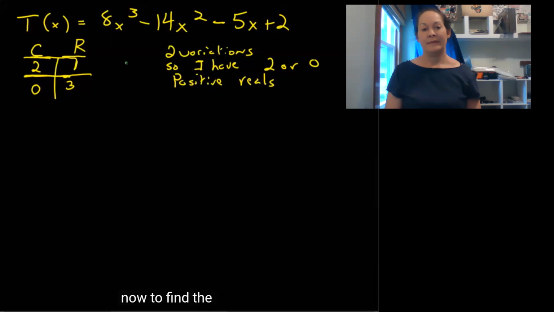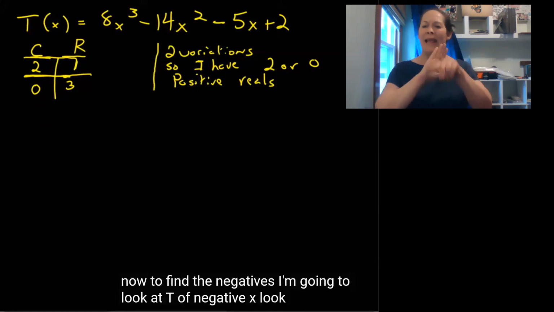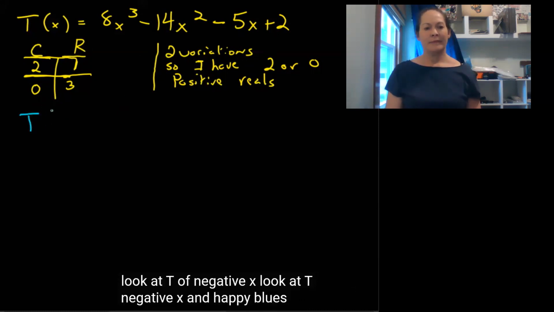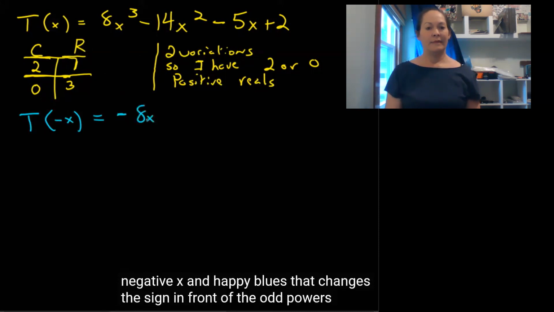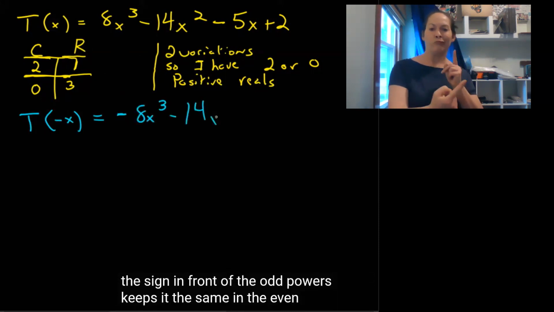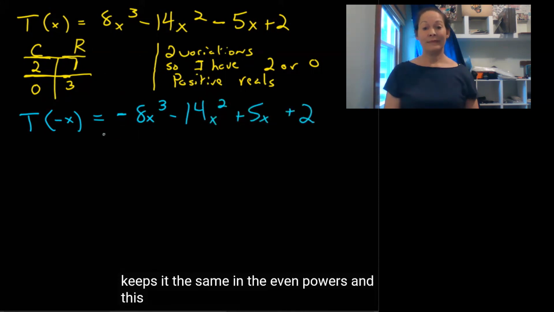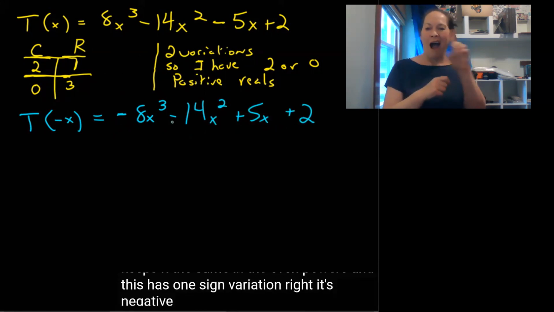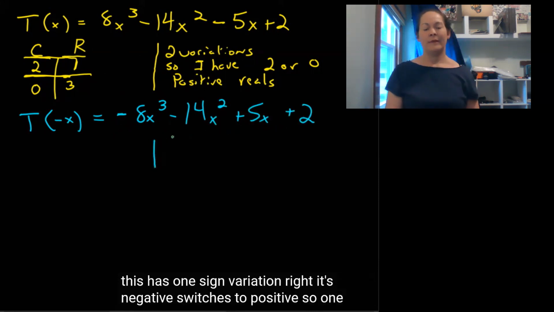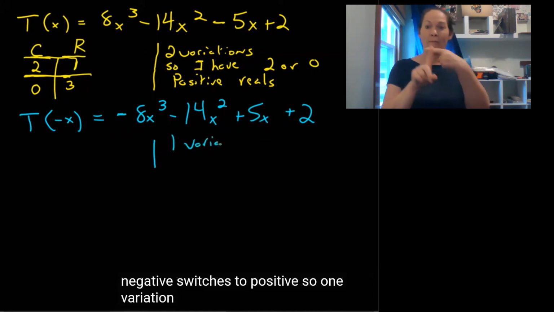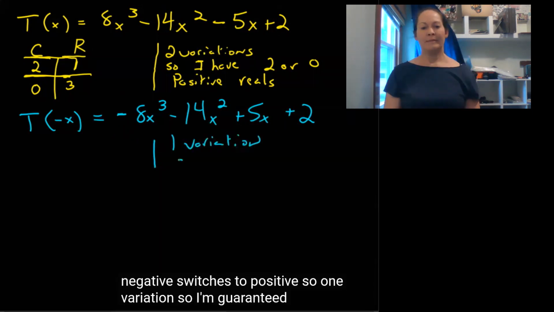Now, to find the negatives, I'm going to look at f of negative x. I'll look at f of negative x in happy blues. That changes the sign in front of the odd powers, keeps it the same in the even powers. And this has 1 sign variation, right? It's negative, switches to positive. So 1 variation. So I'm guaranteed 1 negative real result.